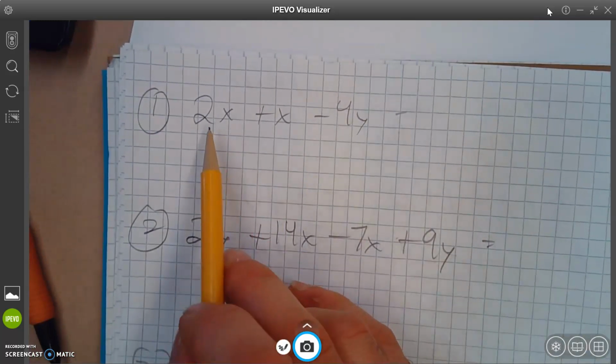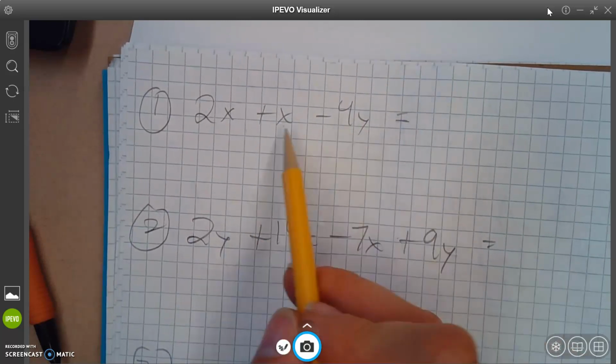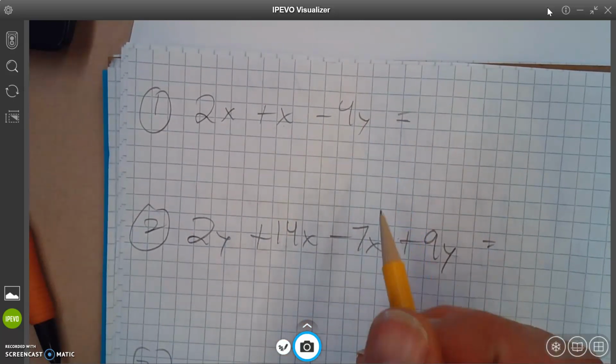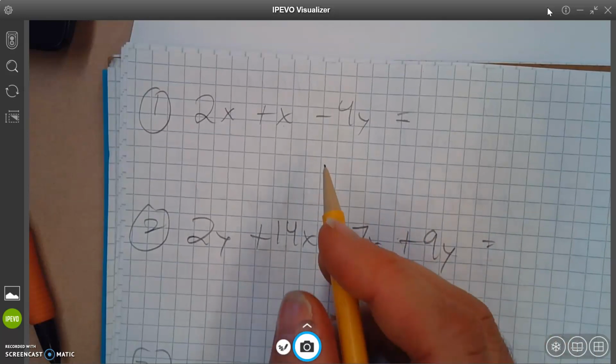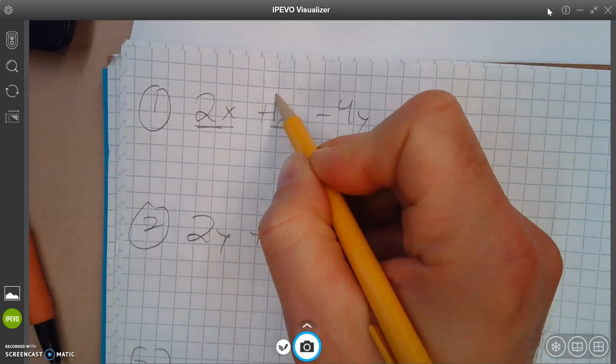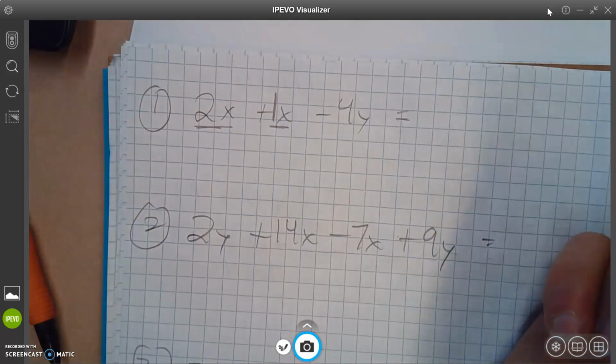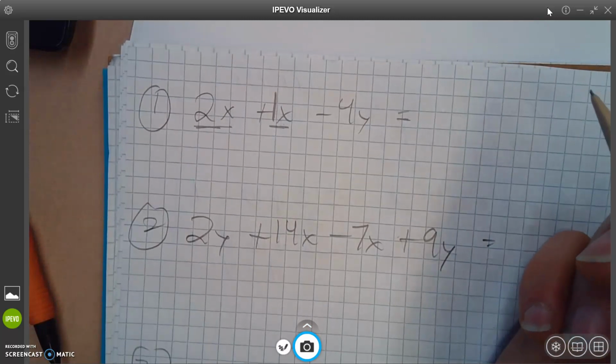Let's start with this. 2x plus x minus 4y equals. Write this down in your notebook. All right, here we go. 2x plus, oh, there's no number here. There's a hidden number. It's just 1. Because 1 times anything is itself. So you don't really need to put 1. But it's implied that it's there.